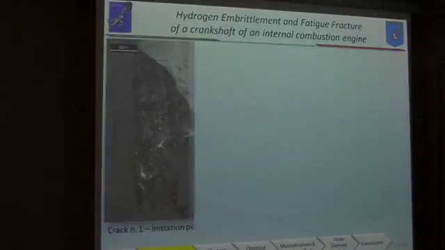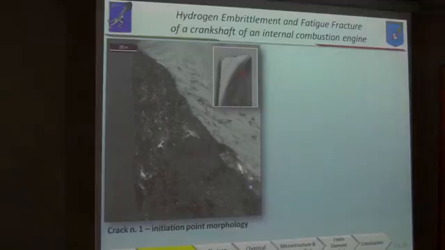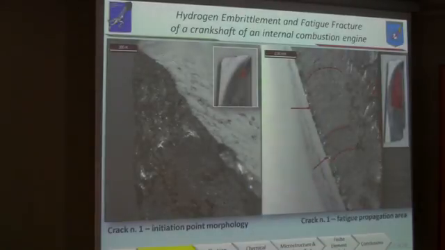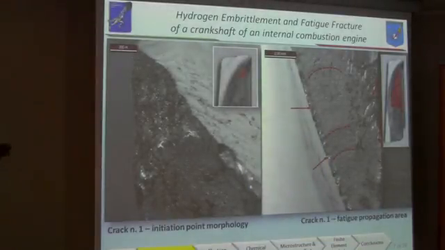And at the optical microscope, crack number one showed two different morphologies. The first one, characterized by bright and smooth grain and located at the intersection between the oil chamfer and the journal surface, is the initiation point of the observed fracture. And the second one is the typical propagation area with the typical features of a fatigue crack propagation, such as beach marks and ratchet marks.